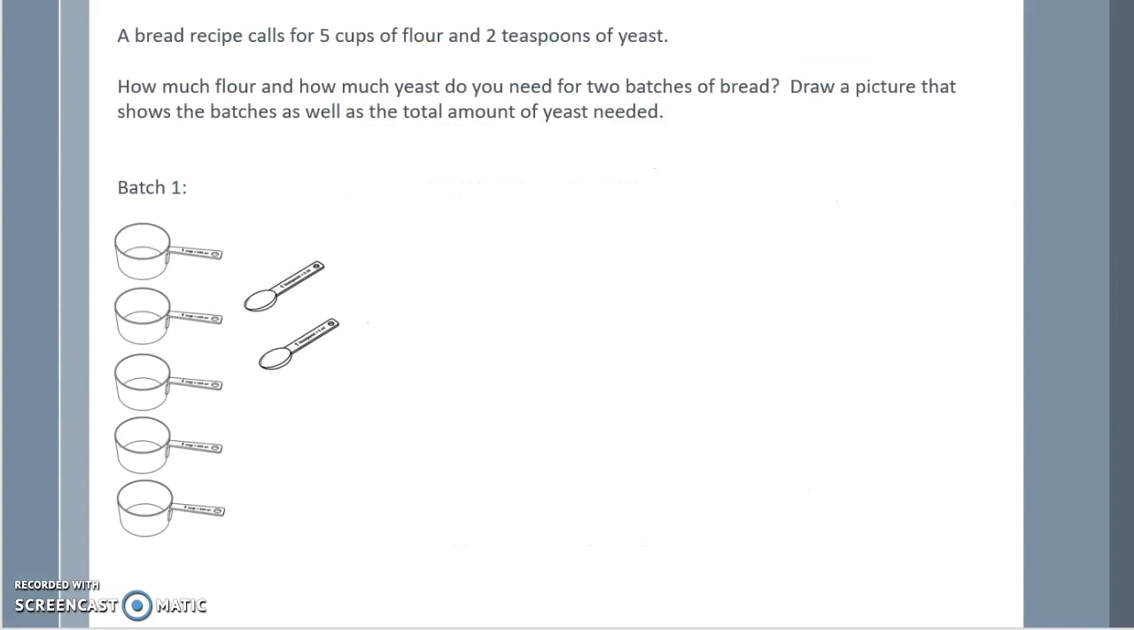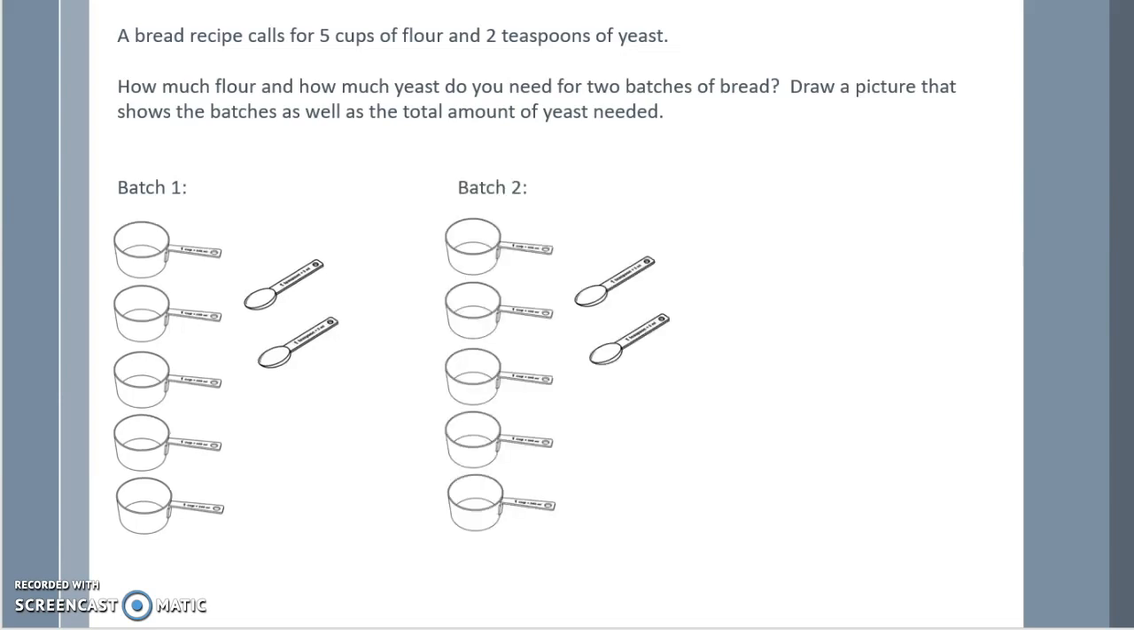Okay, so for batch 1, we need 5 cups of flour and 2 teaspoons of yeast. So I drew a picture of 5 cups with 2 teaspoons. If I have another batch, I would need another 5 cups and another 2 teaspoons of yeast to go with it, for a total of 10 cups of flour and 4 teaspoons of yeast.